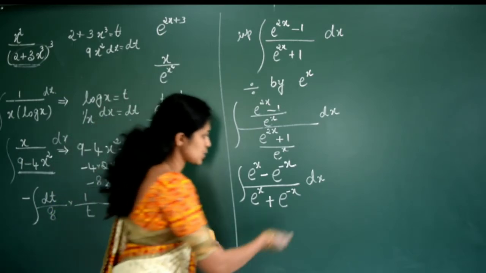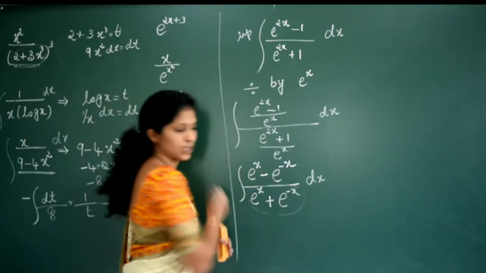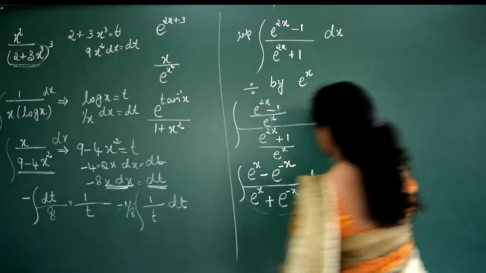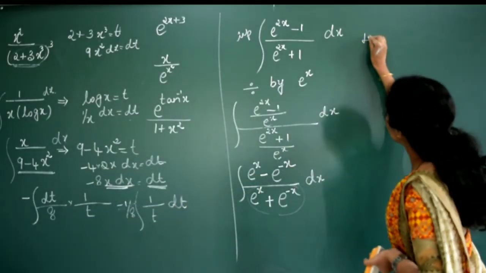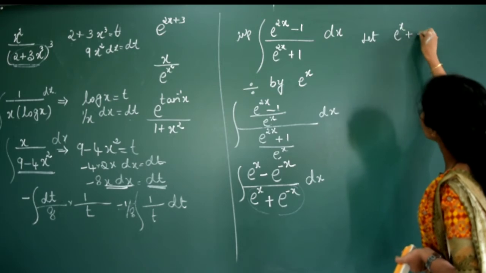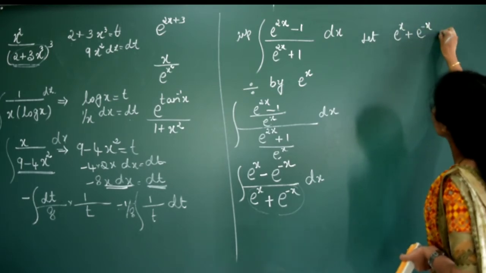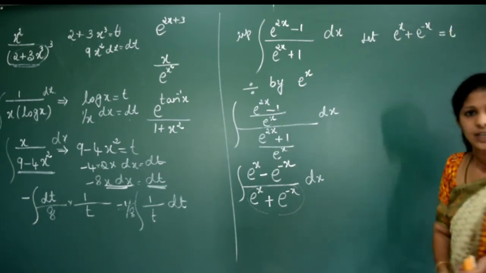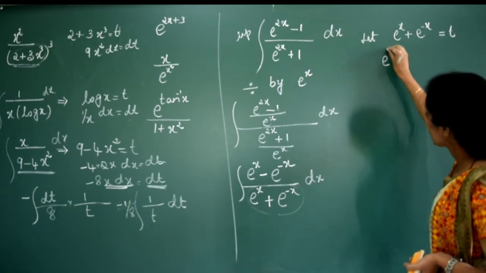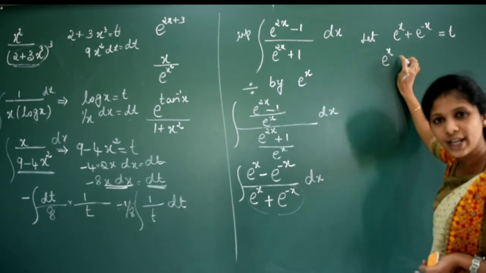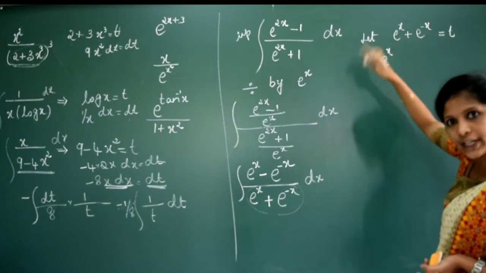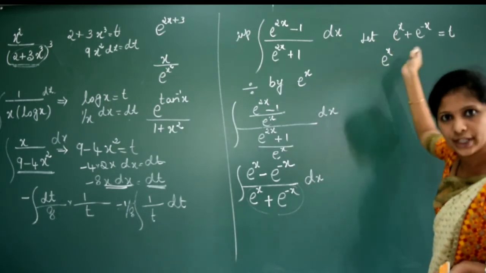Now we can give the substitution. Usually we give the substitution for the denominator. So give the substitution. Let e to the power x plus e to the power minus x be equal to t. Now differentiate. The derivative of e to the power x is e to the power x, right? If you want, you can write dx by dt, or else directly we can write the derivative into dx is equal to dt. That is also possible.